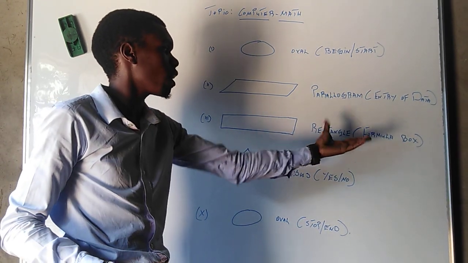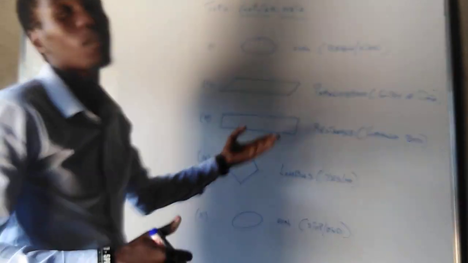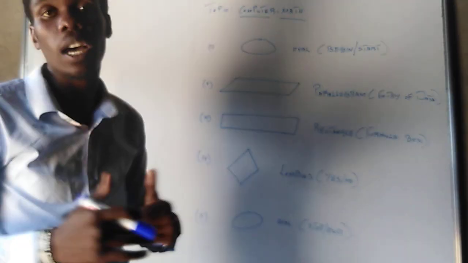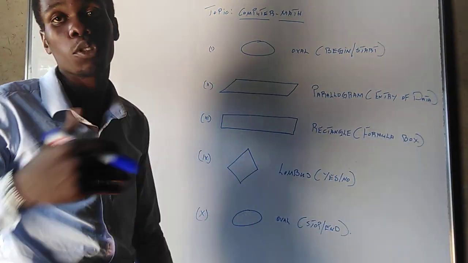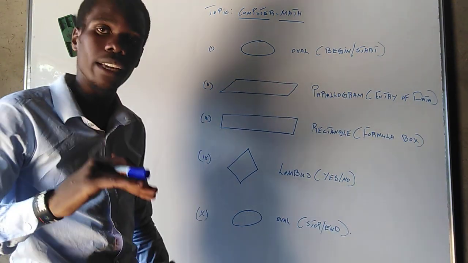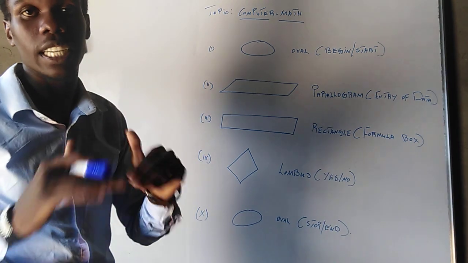Let's look at the third one, which is the rectangle. The function of the rectangle is that's where you put your formula. It's a box where you put your formula. So the rectangle is only for the formula, and the parallelogram is only for the entry of data.